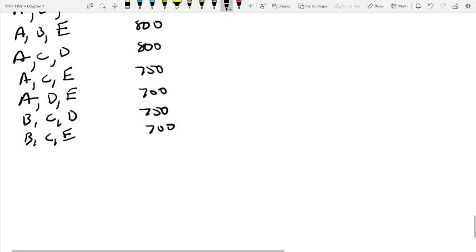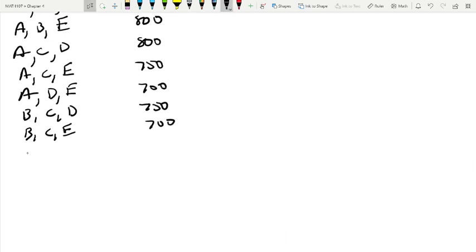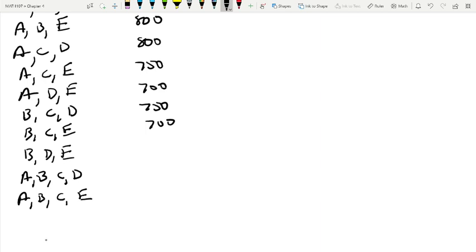Right? Let's see, we got BDE, A, B, C, D, A, B, C, E, A, B, D, E. Right. Let's get down that block of numbers. So this is 650. This was 1100. This is 1050. And this is 1000.